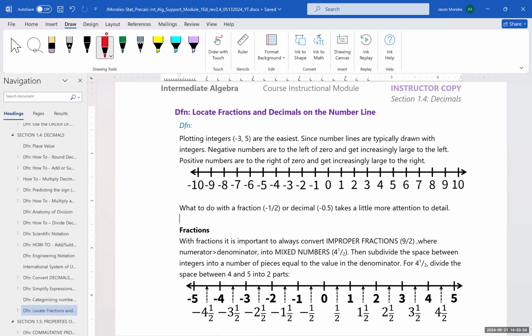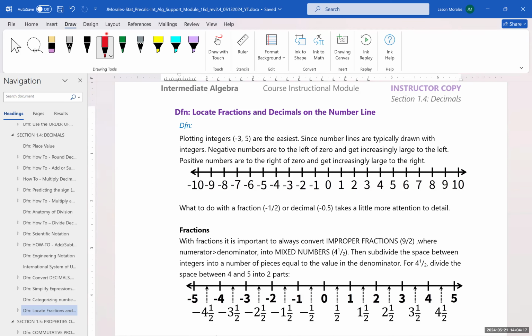Okay, let's look next at locating fractions and decimals on a number line. Plotting integers such as -3 and +5 is the easiest, since number lines are typically drawn with integers. Negative numbers are to the left of 0 and get increasingly large to the left. Positive numbers are to the right of 0 and get increasingly large to the right.